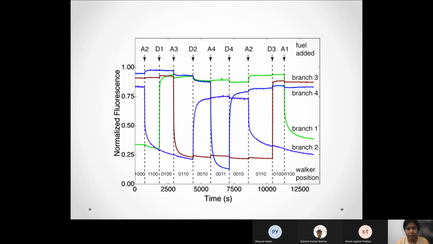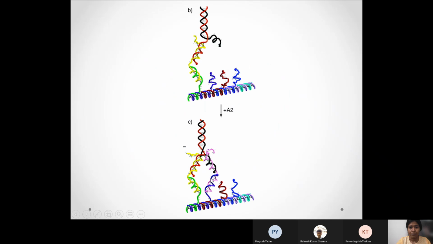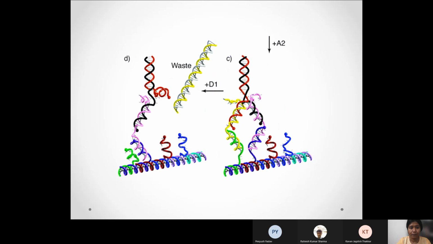So if you see this analogy here, you add A2, the attachment strand, both the legs are now attached. So A2, A1 fluorescence is low. The moment you add the first detachment strand, the A1 is now free. So the A1 fluorescence goes high. A2 is low, and A3, A4 remains high as usual. So that is the case here. You have this case where A1 is now free.